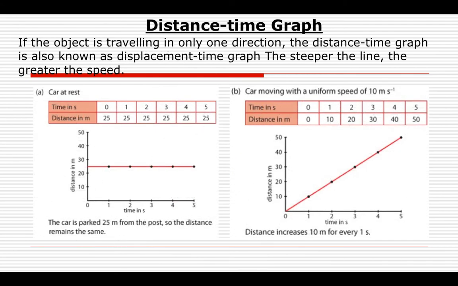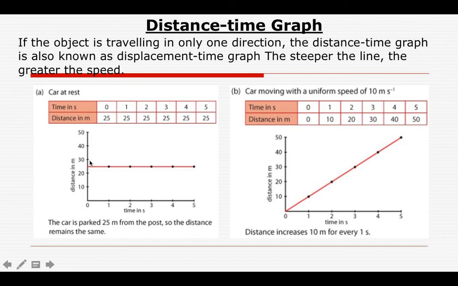Now if the object is traveling only in one direction, the distance time graph is also called the displacement time graph, because displacement is a vector quantity and here we are specifying a direction. Now the steeper the line, the greater the speed. This is because if the line is steeper, it means that the slope is more. So a steeper line means greater speed.